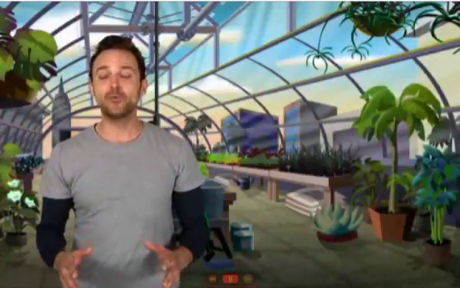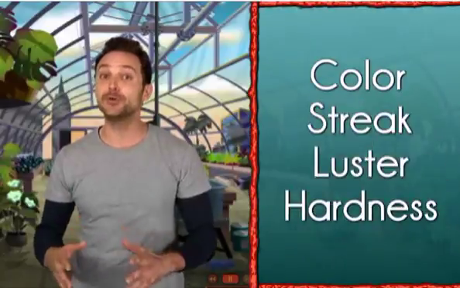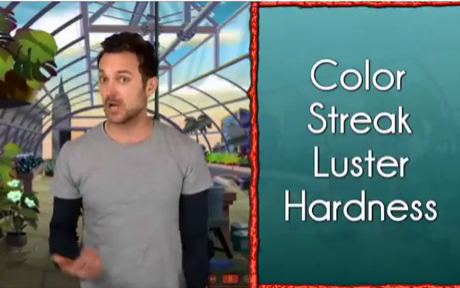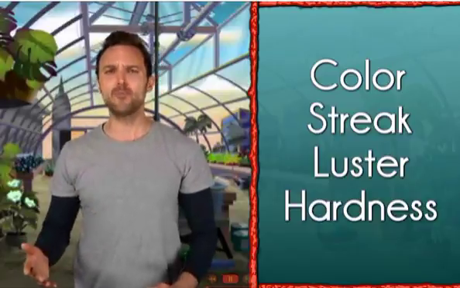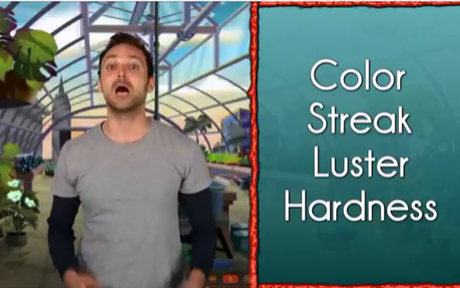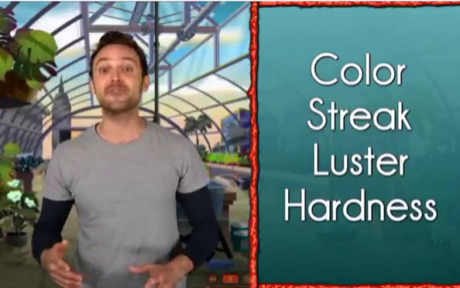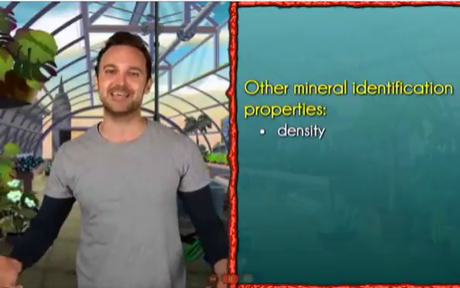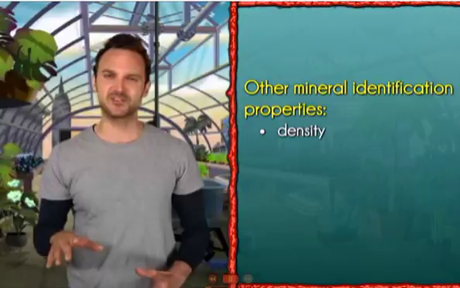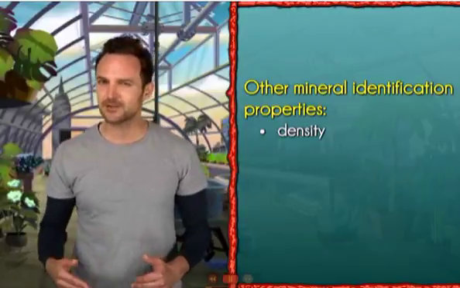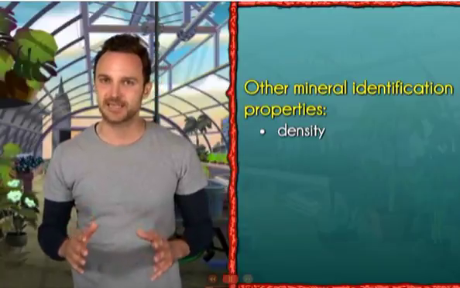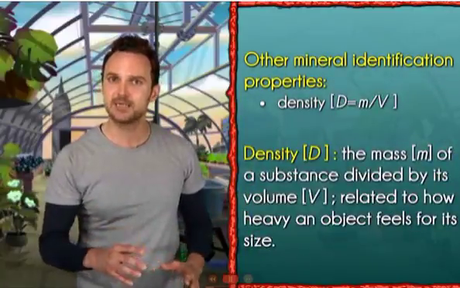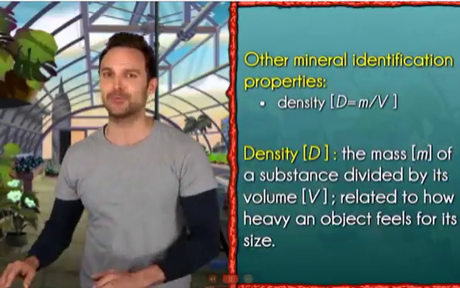Okay, so far we've taken a look at the properties we can use for identifying minerals: color, streak, luster, and hardness. But we've got a couple more that you'll want to know about. Another useful property for identifying minerals: density. In order to find a substance's density, we'll need to use a little formula that's not too complicated. An object's density is equal to its mass divided by its volume.